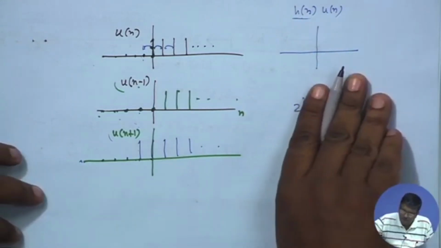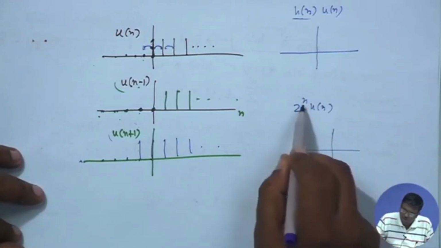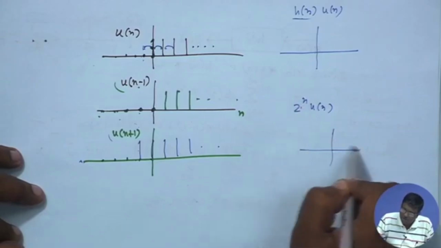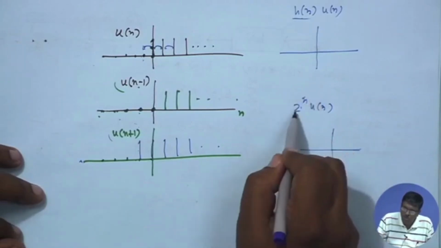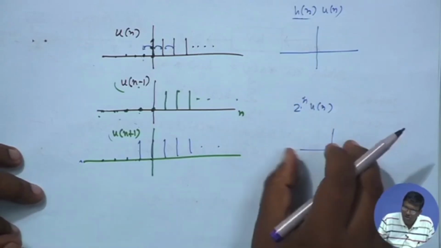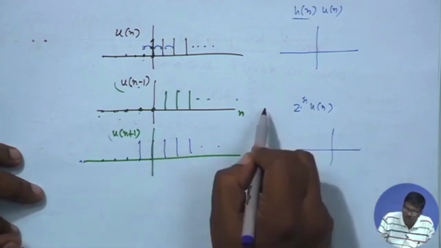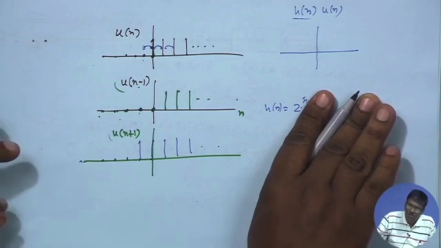If u[n] is not present, you will have its value for 2 to the power positive n, and for negative n also. 2 to the power 1, 2 to the power 2, 2 to the power 3 and 2 to the power minus 1, 2 to the power minus 2. So, both for negative n and positive n you will have values. If that is h[n], that will correspond to, if this is just 2 to the power n, no u[n], a non-causal system.